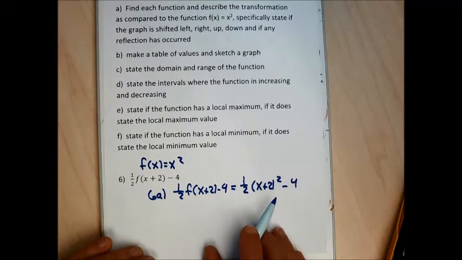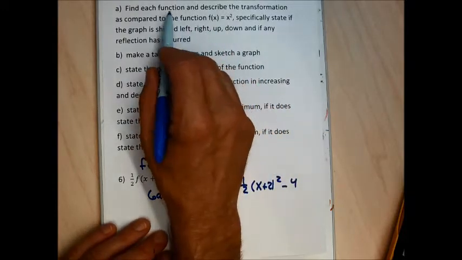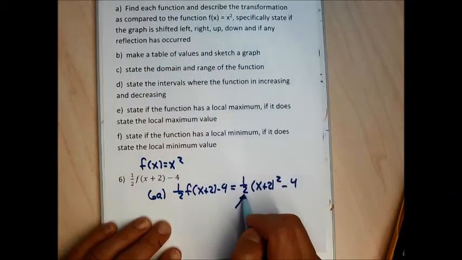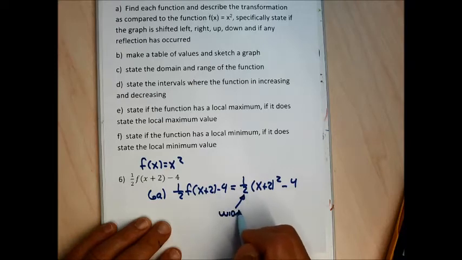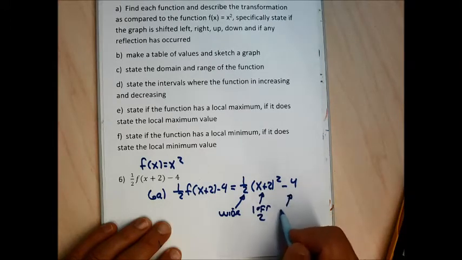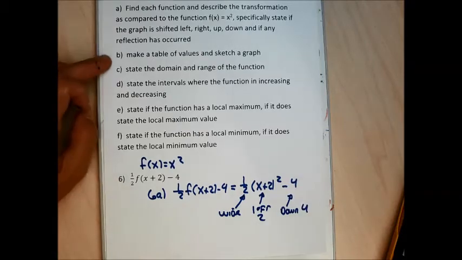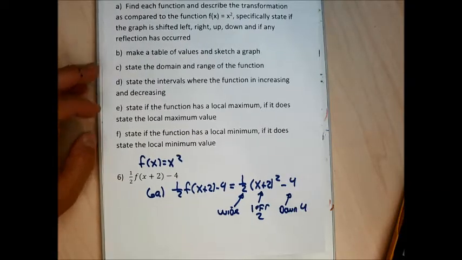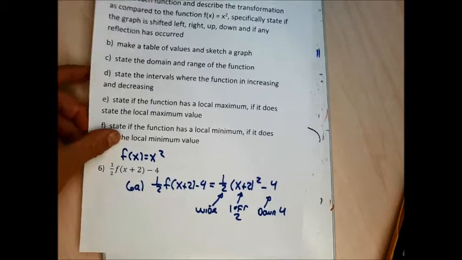To describe for 6a, because I found the function, now I'm going to describe the transformation. The 1/2 is going to make the graph wide. This plus 2 inside the parentheses is going to move it left 2, and that minus 4 is going to move it down 4. Now I'm going to do my table of values and sketch a graph. I need to do that on another sheet of paper.